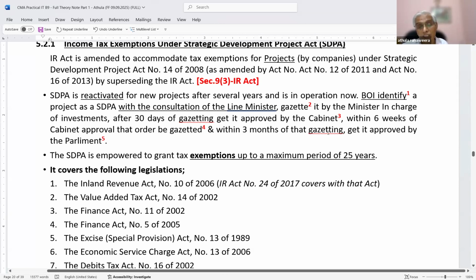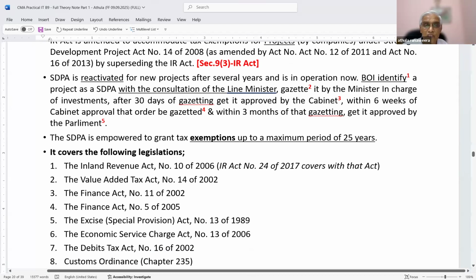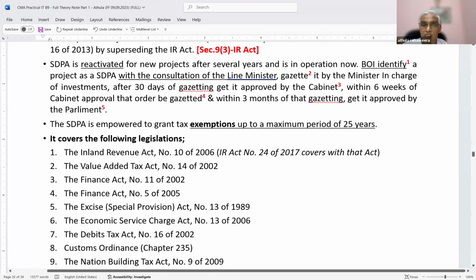Within 3 months of that gazetting, get it approved by the parliament. Now, they have given the authority to parliament. What is the use of giving the authority to parliament? Ultimately, the president can influence the parliament and get it approved. That is practically what is happening. And as a result, so many malpractices happened in the past, which has badly affected the economy of the country.